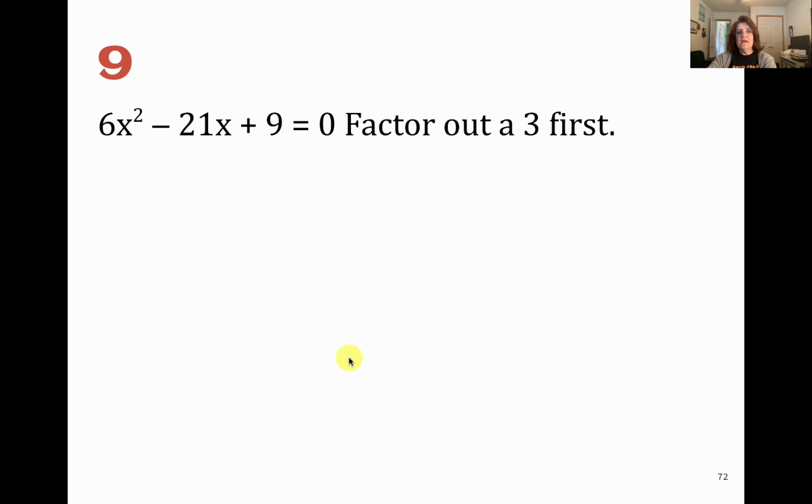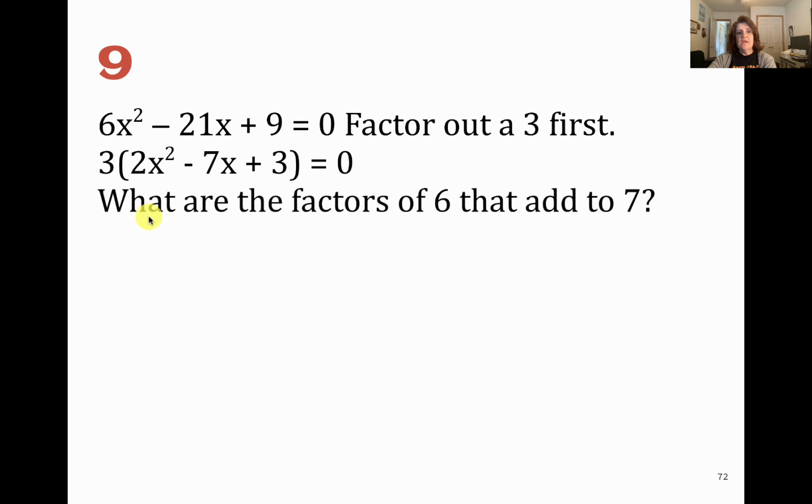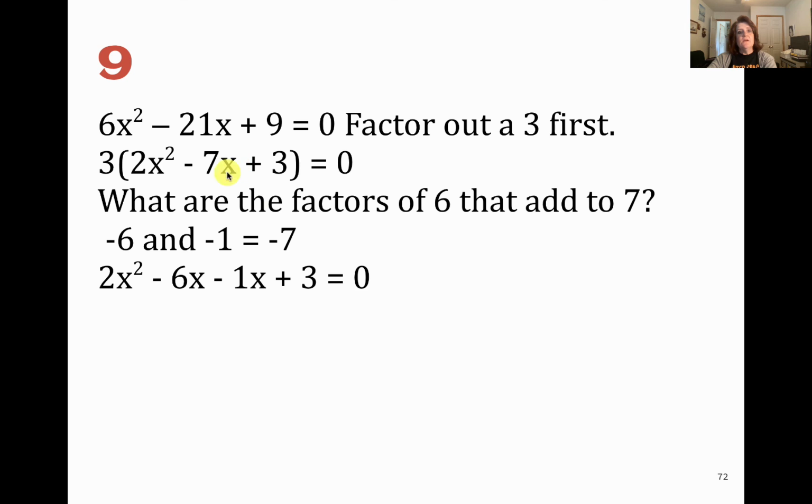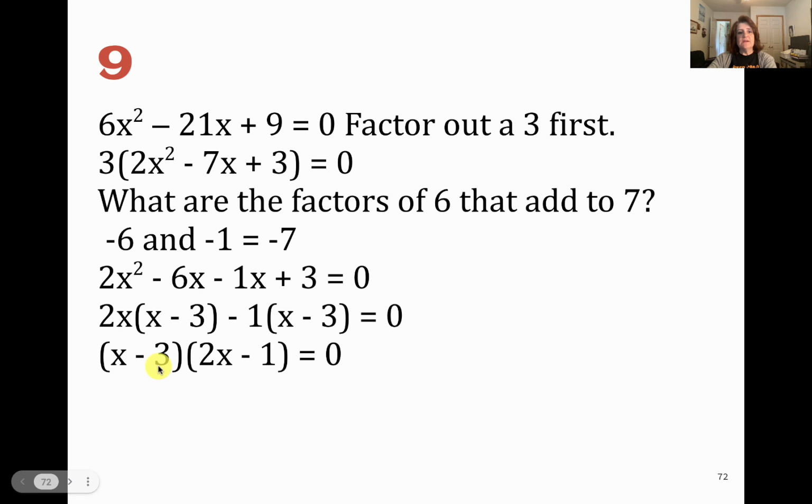Same thing with number 9. Take a 3 out first. Again, it makes the problem simpler to check for factorability. What are the factors of 6 that add to be 7? That would be negative 6 and negative 1, which make a negative 7. Write as a grouping. Factor a 2x out of the first 2 terms and a negative 1 out of the last 2 terms. Becomes x minus 3 times 2x minus 1, setting those equal to 0 and solving, x is equal to 3 or 1/2.